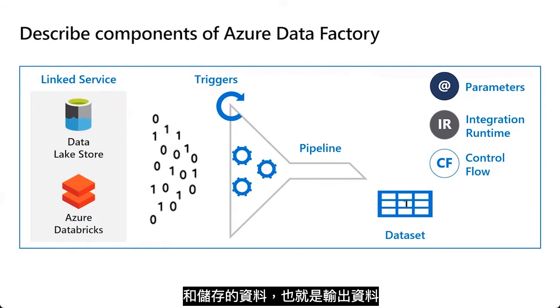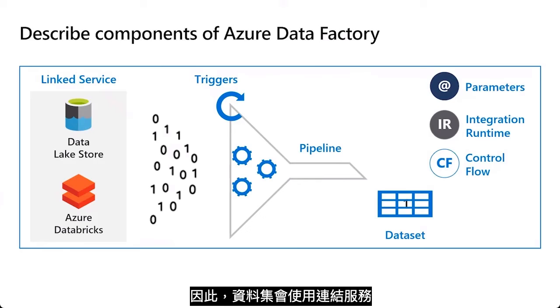Now, data sets in Azure Data Factory represent the data that you want to ingest, so the input data, and store, so the output data. If your data has a structure, a data set specifies how the data is structured. Not all data sets are structured. Blobs held in Azure Blob Storage, for example, are unstructured data.